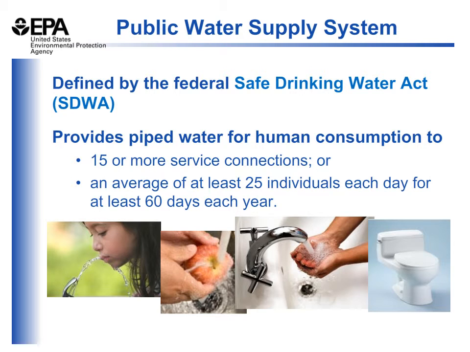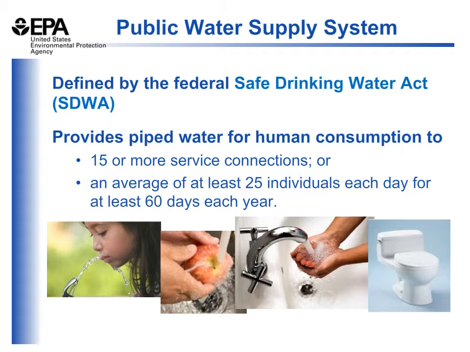So let's begin by looking at the definition of a public water supply. This definition is designated or defined by the Safe Drinking Water Act, and it states that a public water supply is one that provides piped water for human consumption to either 15 or more service connections or an average of 25 people each day for a minimum of 60 days each year.